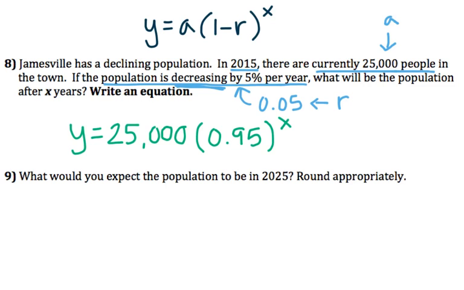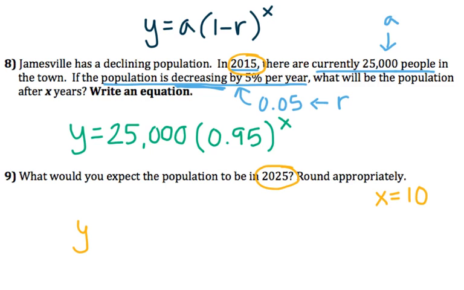Number 9. What would you expect the population to be in 2025? So again, we got to look at our times. We got 2015 going to 2025, and that means that x, or our time, is going to be 10 years, because it's 10 years from 2015 to 2025. And next, we're going to substitute 10 into our equation we wrote in number 8.